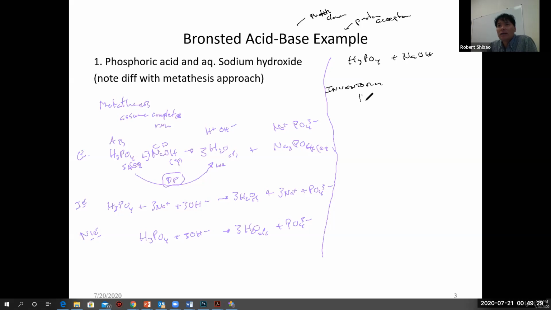Phosphoric acid, we leave alone. We don't split it apart. Sodium hydroxide, we split apart. So there's sodium ions and hydroxide ions, aqueous. And then we have water.